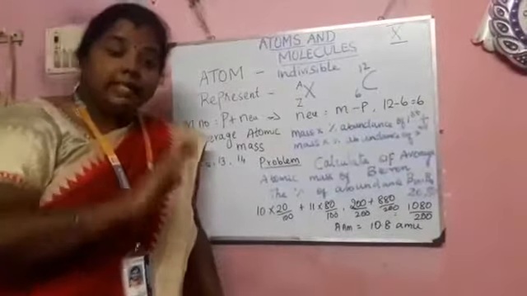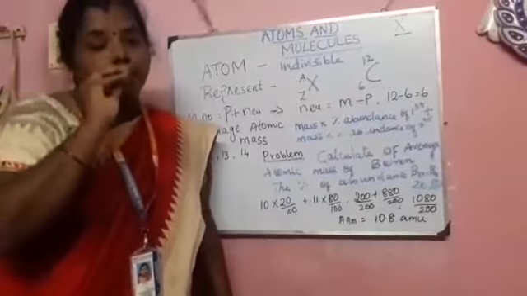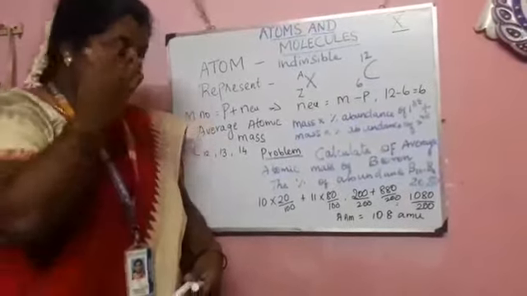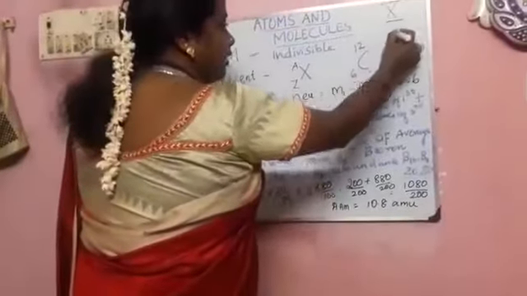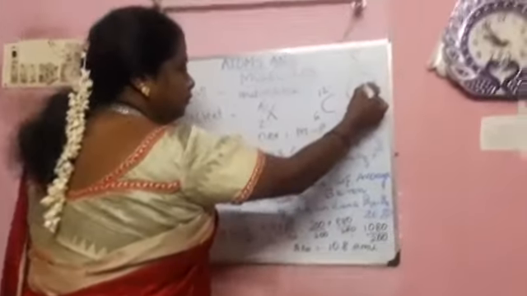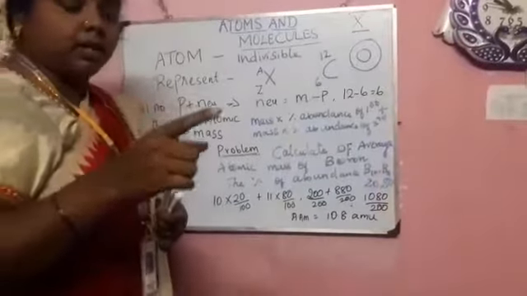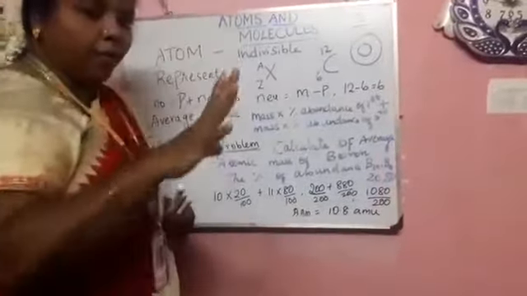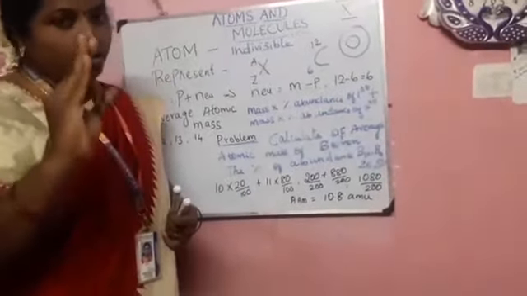But inside the atom, some more particles are present. Let's see what they are with an example. It is an atom. The atom consists of a nucleus, and the atom is made up of three major particles: proton, electron and neutron.